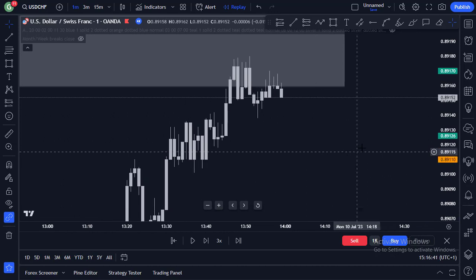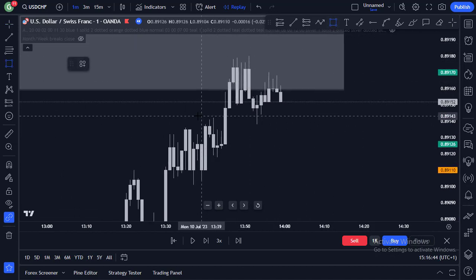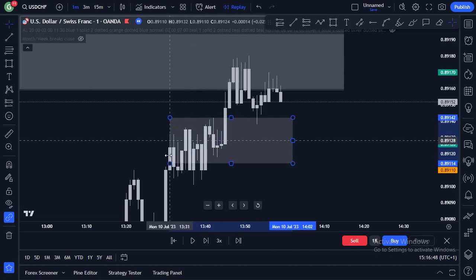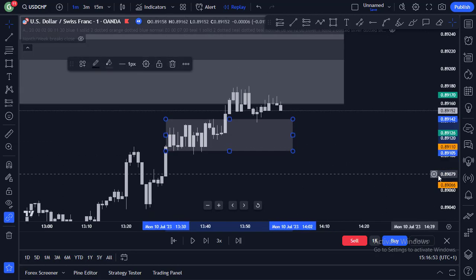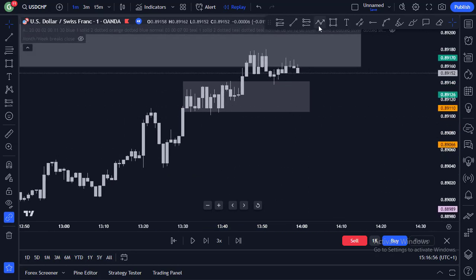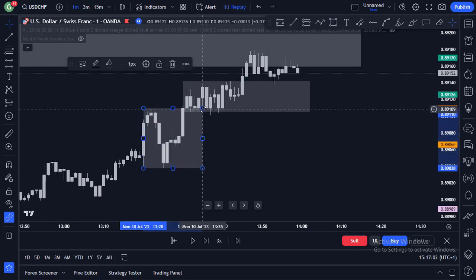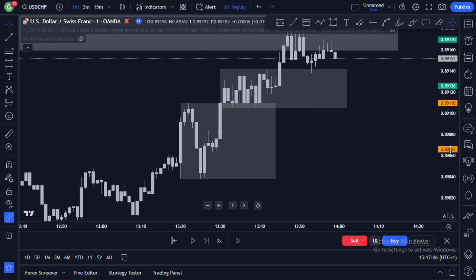So what are we looking for really? We can see that there is a demand zone right here and price has reacted on that demand zone. Okay, so there's a demand zone right here and price reacted on the demand zone. But if we look downwards, we can see that there is actually another demand zone right here. The whole of this is a demand zone. So what happened was price broke above this demand zone and then reacted and came back to react on it.